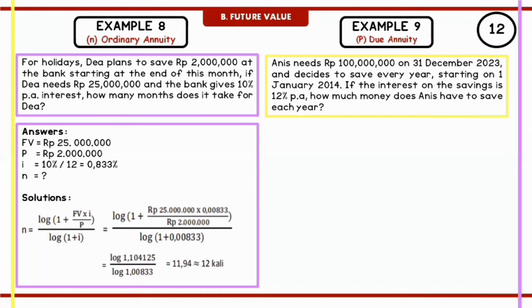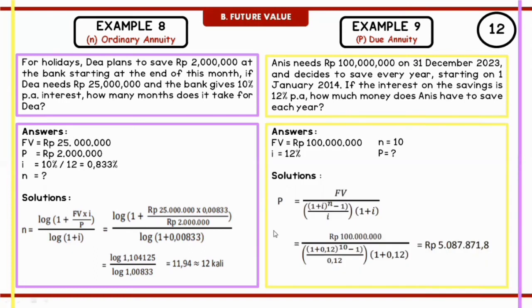Next, example 9, how to find the fee or payment of the annuity. Ajiz needs 100 million rupees on 31 December 2022 and decided to save every year starting on 1 January 2023. If the interest on the savings is 12% per annum, how much money does Ajiz have to save each year? And with the formula, we get this result. And this is the payment.